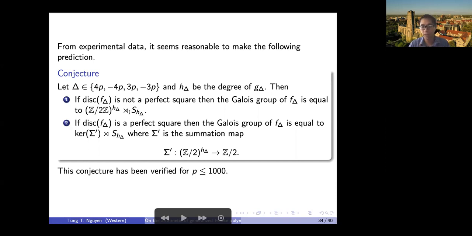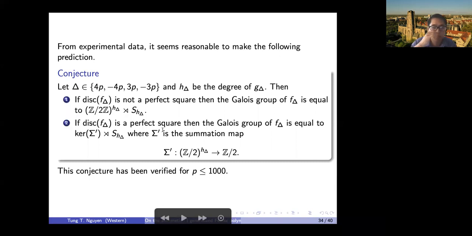But if it is a perfect square, then it will be the subgroup, the kernel of sigma star, semi-direct product with the symmetric group on H_delta letters. And we have been able to verify the conjecture for primes p less than 1,000.